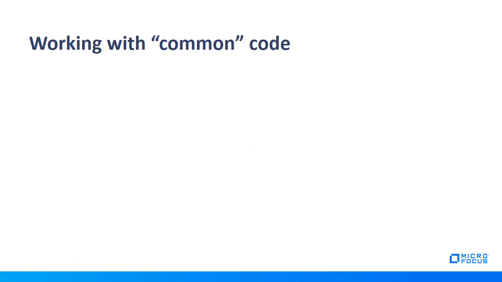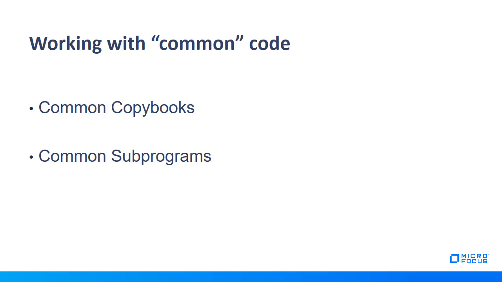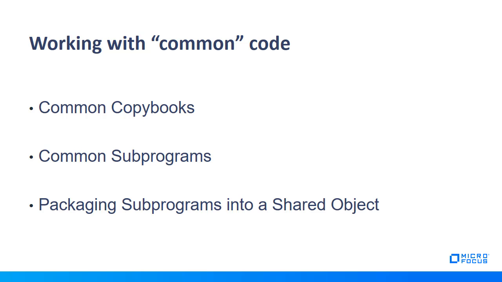Now that we've seen an application brought into Eclipse, let's explore a couple of alternative configurations. We'll consider situations related to common copybooks that I'd like to use in multiple Eclipse projects, and to common subprograms which I want to be able to call from different projects. We'll also take a quick look at building our subroutines into a shared object and getting that shared object loaded by our main program.